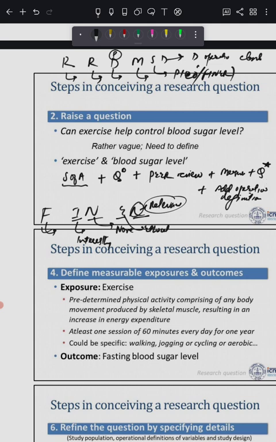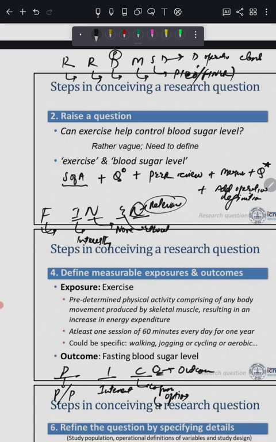Another is the PICO format. PICO format is used to structure a clinical question, especially in evidence-based medicine. So what is PICO? PICO means P, population or patient problem. I means intervention. C means comparison, which is optional here, and O is outcome. So population or patient problem, intervention, comparison, which is optional, and then outcome.